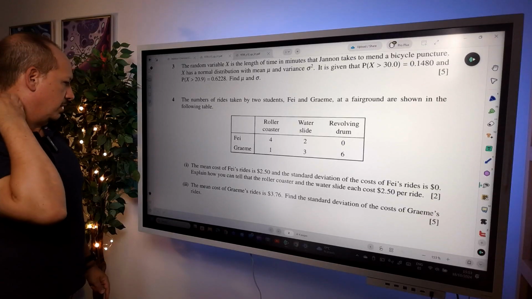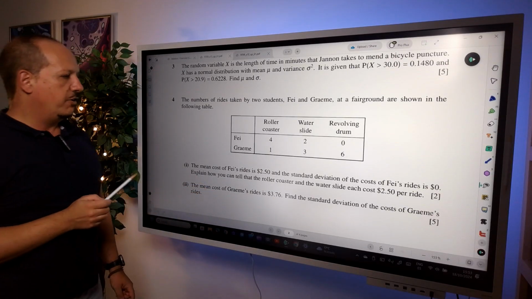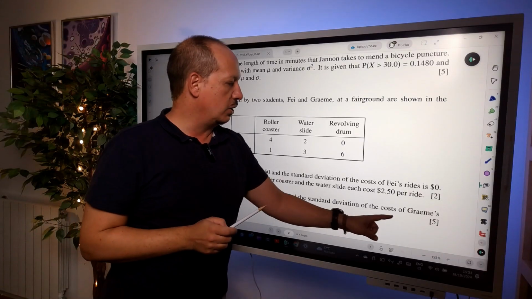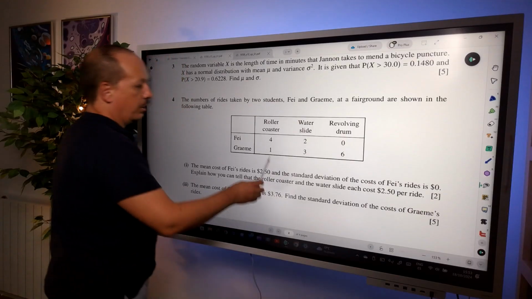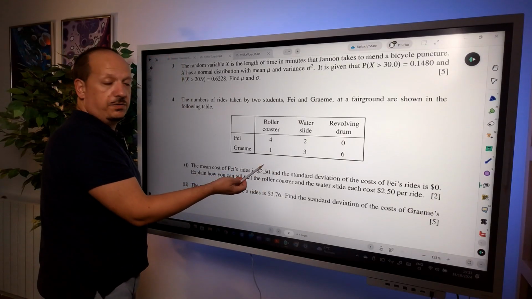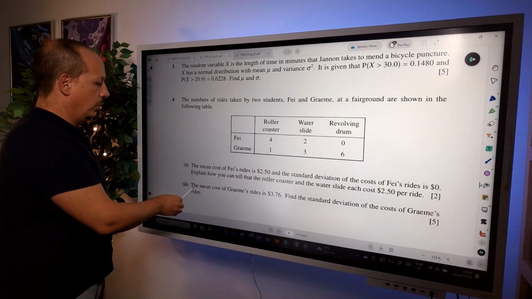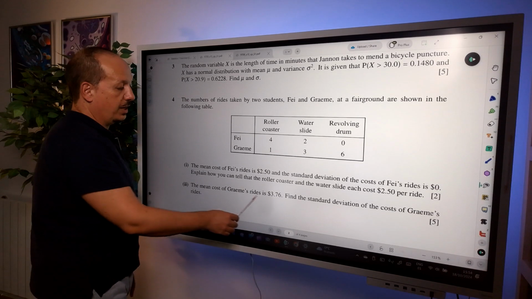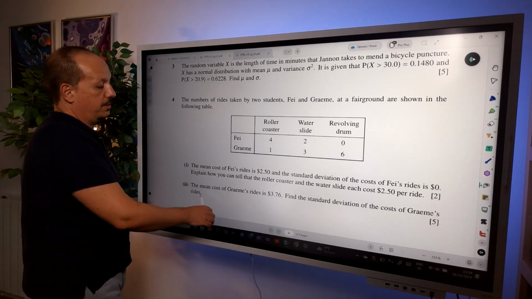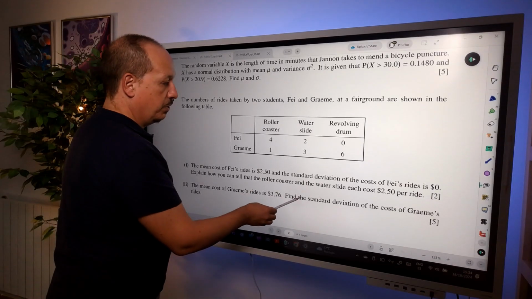The mean cost of Graham's rides is $3.76. Find the standard deviation of the costs of Graham's rides. Now we're focusing on Graham. We already know that the price over here is 2.50, right? We don't know that price yet. But we know that the mean cost of all rides is 3.76. So we have to use the formula for the mean to get what we need, which is the standard deviation.